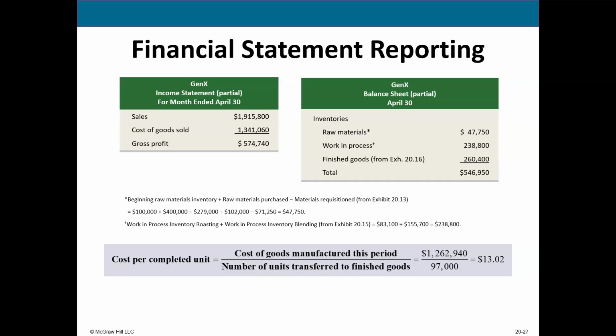One thing that we can compute based off of the information provided on our income statement and from our balance sheet is the cost per completed unit. The cost per completed unit is calculated by taking the cost of goods manufactured during the accounting period divided by the number of units completed and transferred out to finished goods inventory.